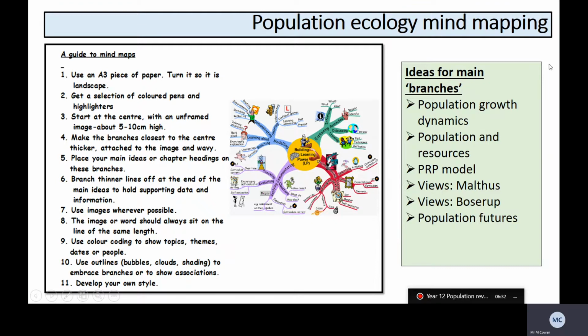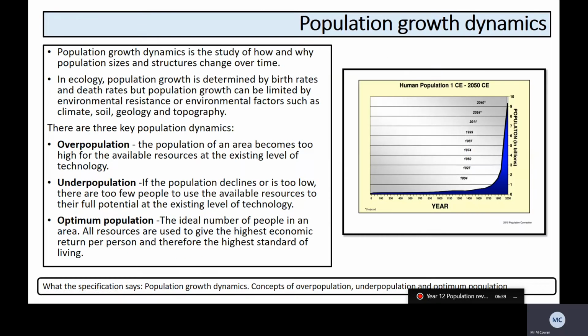Growth dynamics. Now, this is a study of how and why population sizes and structures change over time. And of course, population growth is determined by birth rates and by death rates. But actually, the growth can also be limited by the environmental resistance or environmental factors. So if there's a favourable climate, it's going to promote a bigger population. Soils, if they're thin and poor, might only support a small population. The geology, the rock types, is going to have an influence, and the shape of the landscape, the topography.